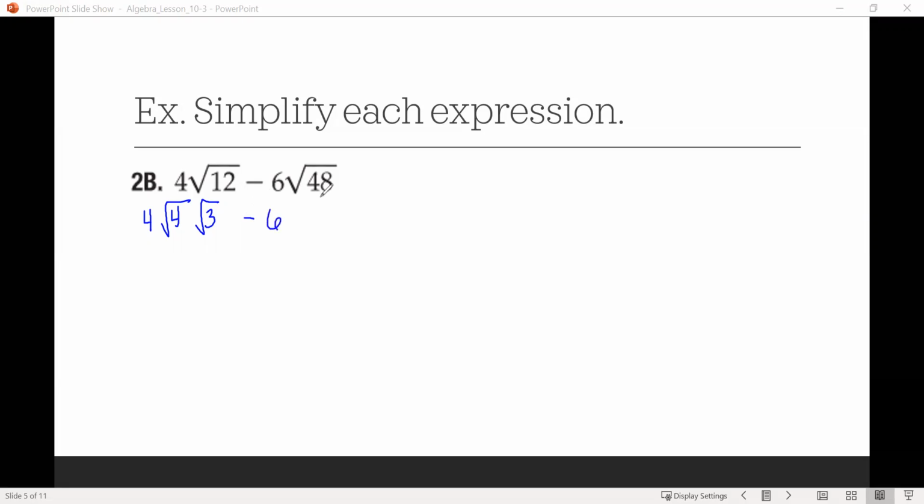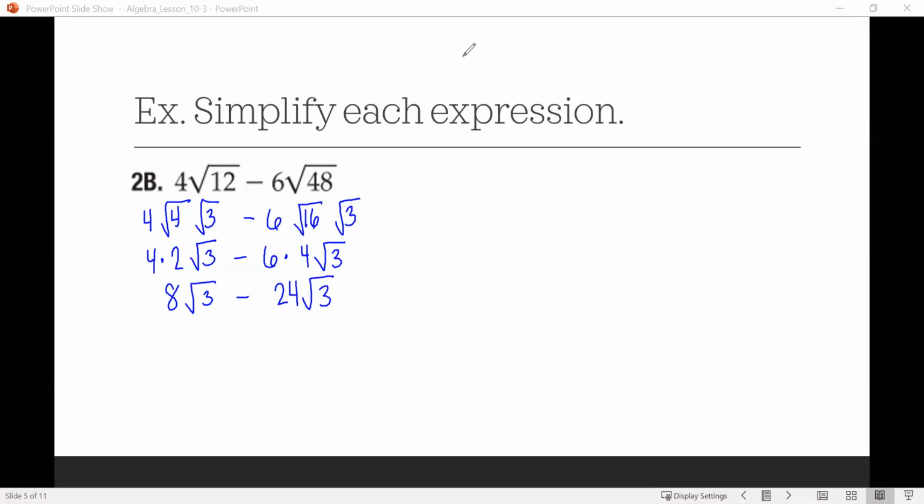And then -6, and then 48 has a perfect square factor of 16. So it'd be radical 16 times radical 3, because 16 times 3 is 48. So then if we simplify this, 4 times the square root of 4, which is 2, times radical 3, and then 6 times the square root of 16, which is 4, times radical 3. So I know 4 times 2 is 8, and then I still have to multiply by radical 3. And then 6 times 4 is 24, and then I still have my radical 3.